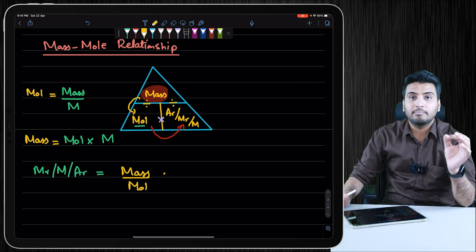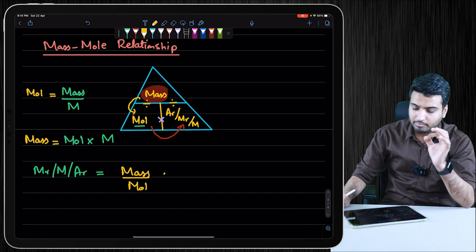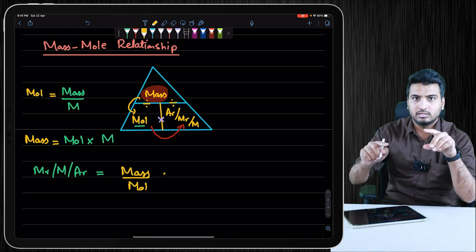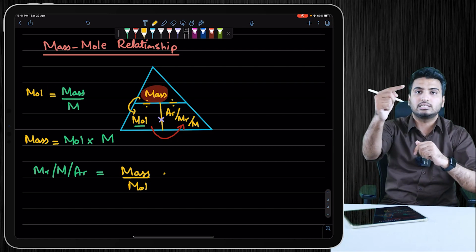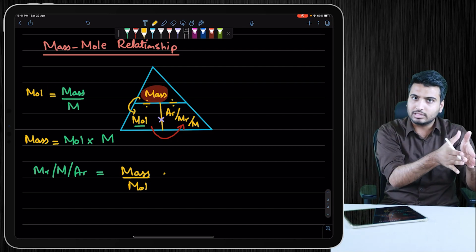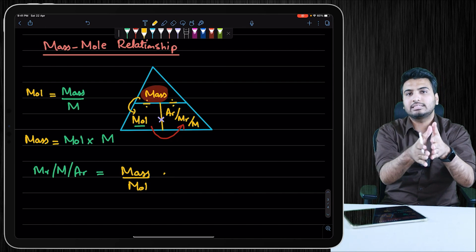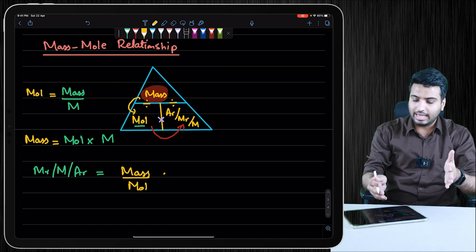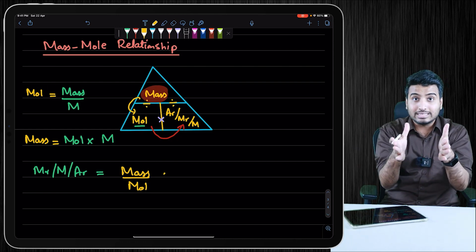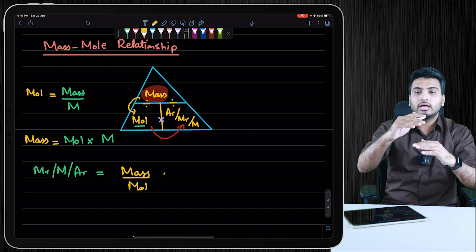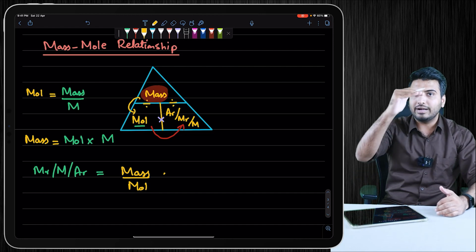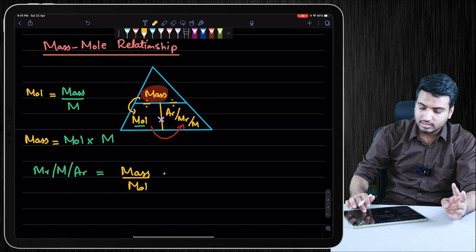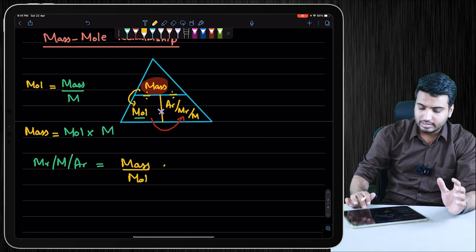Alright, so this is the mass mole relationship. By using the triangle, the formulas get much easier. So please memorize this triangle: mass is on the top, mole is on the left side, and molar mass is on the right side. Whatever quantities are in front of each other, like mole and molar mass, we simply multiply, and whatever quantities are up and down, we simply divide. Alright, so these are the formulas. Now let us do some worked examples.